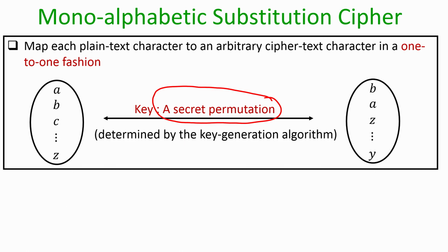For example, if we take this specific permutation which maps the plaintext character A to B, that means in the plaintext, wherever the plaintext character is A, all those instances of A are going to be replaced by B. In the same way, wherever in the plaintext we have the character C, all those instances of C are going to be replaced by Z, and so on. Since the receiver also knows the same secret permutation, on receiving the ciphertext it has to just perform the reverse operation.